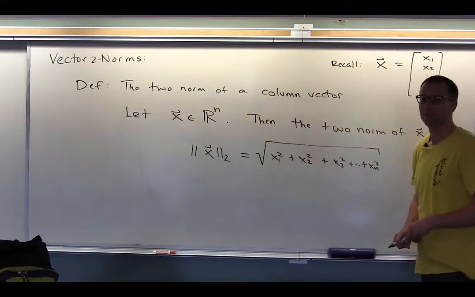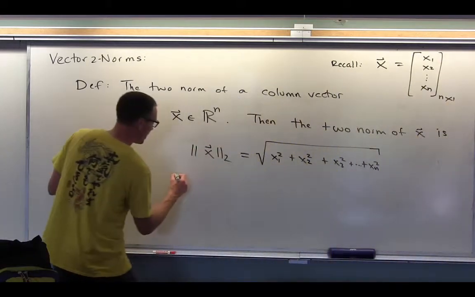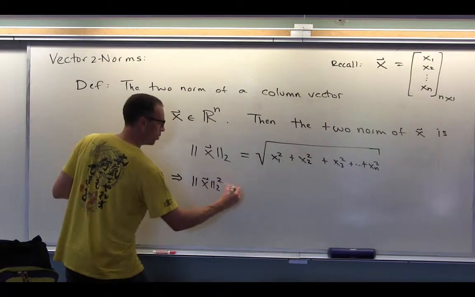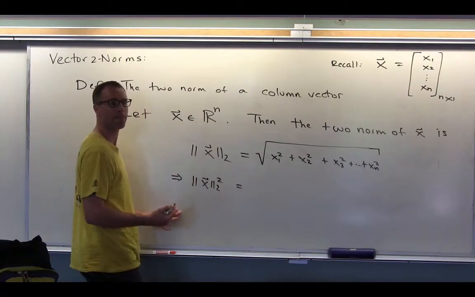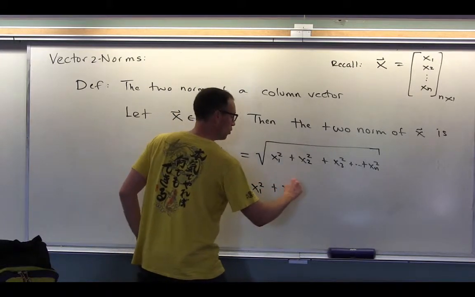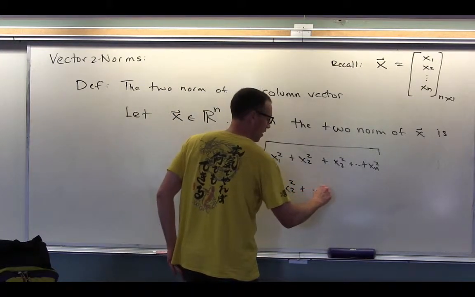Because it's Rn. What does that immediately imply about the square of the two norm? That it's x1 squared plus x2 squared plus and so on.